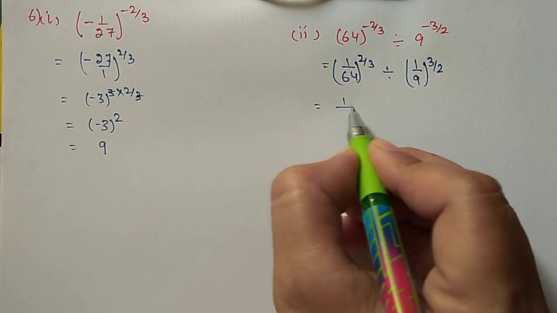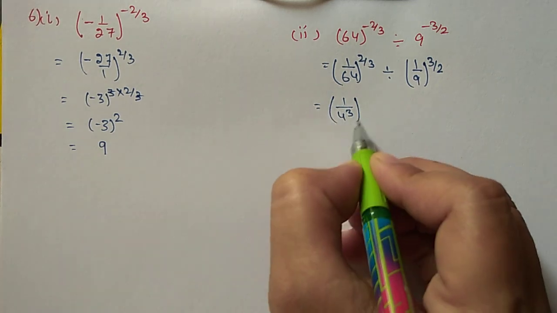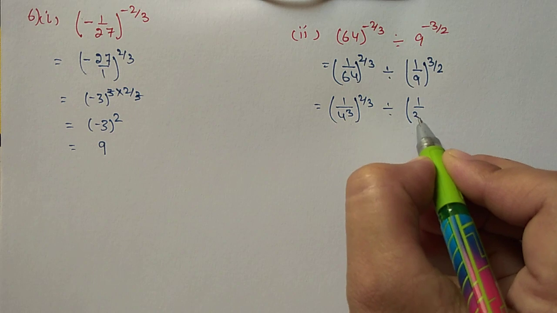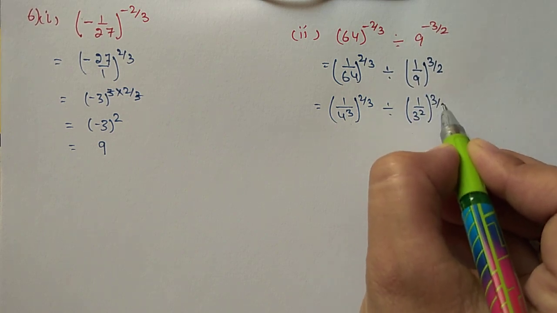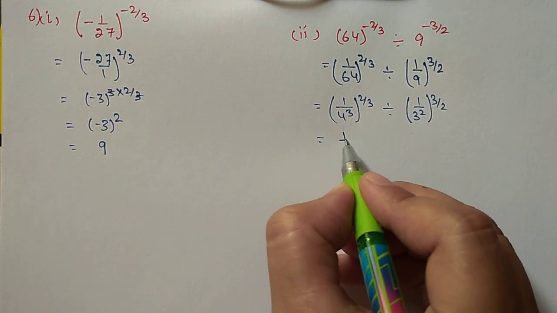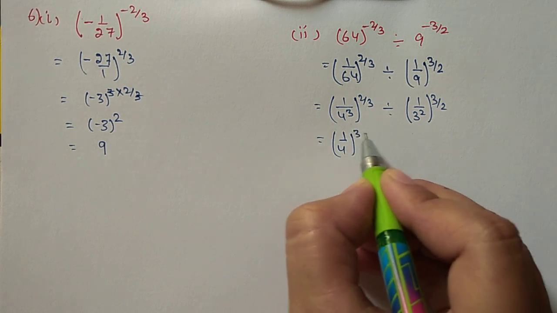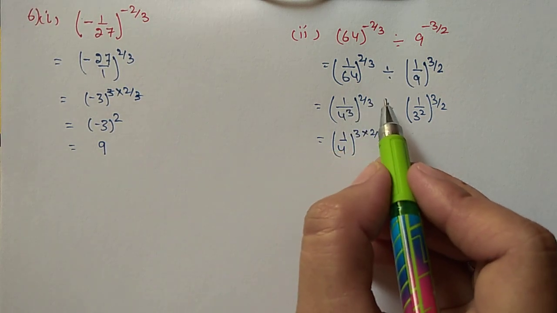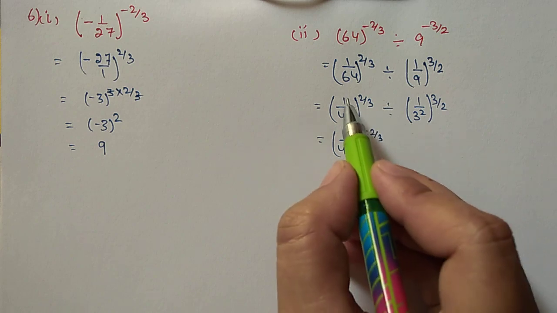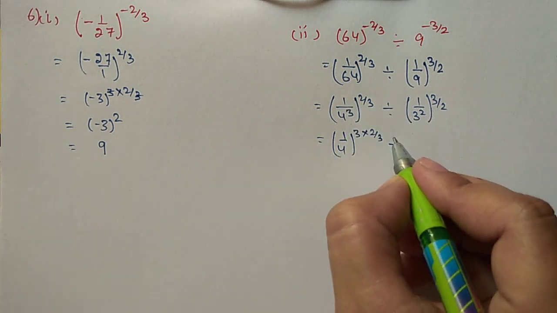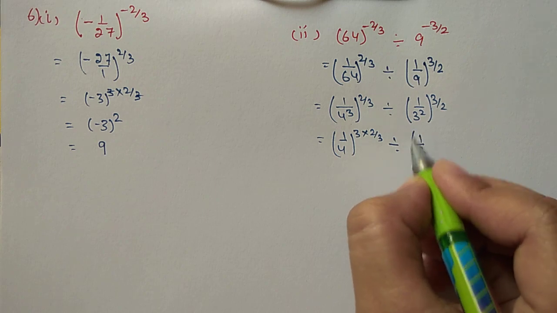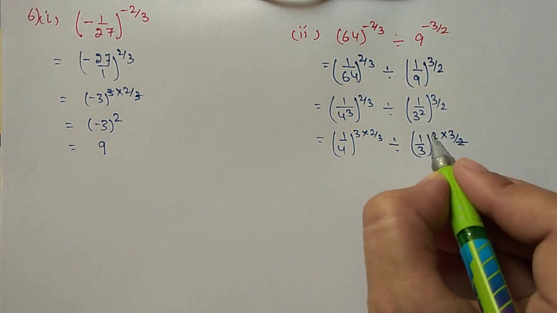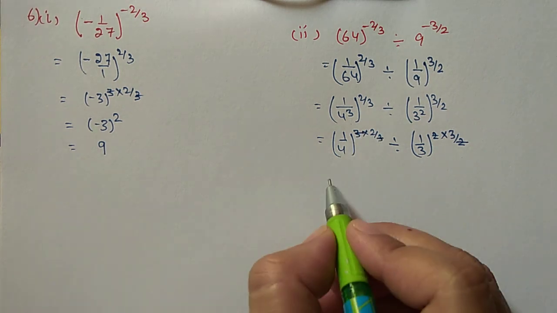64 we can write as 4 to the power 3 whole to the power 2 by 3. 9 we can write as 3 to the power 2 whole to the power 3 by 2. So this is 1 by 4 to the power 3 into 2 by 3, because 1 to the power 3 is equal to 1, so we can write it as 1 to the power 3 also. Same way here, this we can write as 1 by 3 to the power 2 into 3 by 2. So this will cancel out. Here this 3 will cancel out.